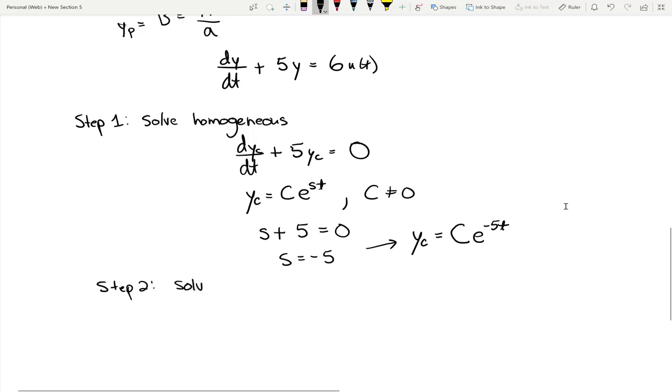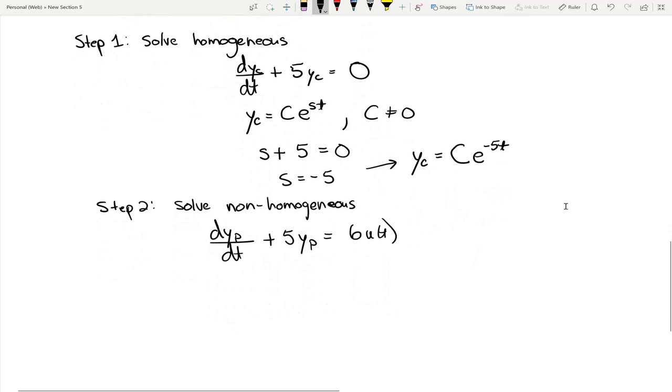All right. Now, step 2 is to solve the non-homogeneous problem. So I have dyp by dt plus 5yp equals 6 u of t. And again, I'll write this for t greater than or equal to 0: dyp by dt plus 5yp equals 6. So I got rid of the u of t.